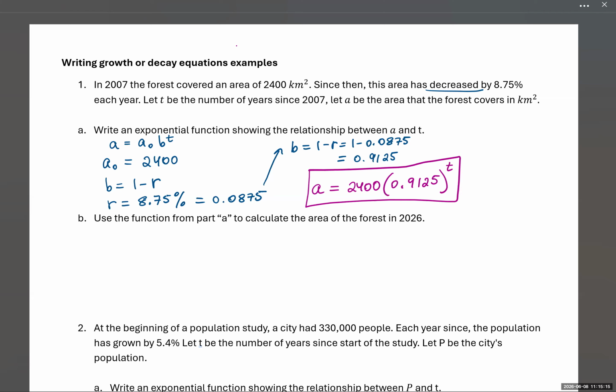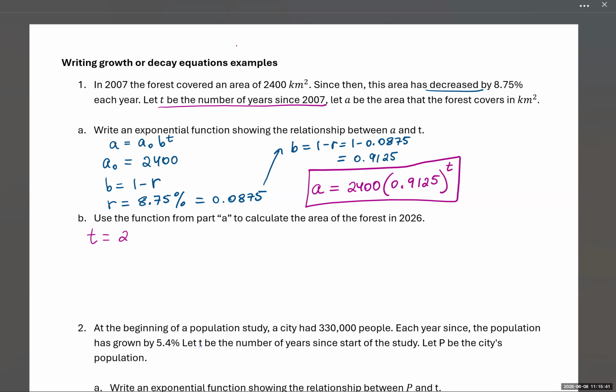Now, part B depends on part A. You need to use the function that you created in part A to calculate the area of the forest in 2026. So since the area has been decaying since 2007, so the measurements did not start until 2007, we actually have to calculate the value of T. We cannot just plug in 2026. It's not going to work.